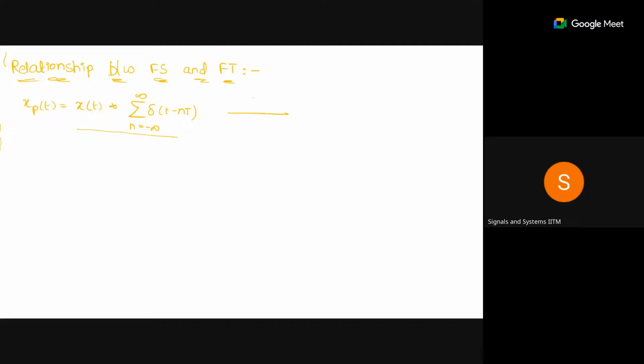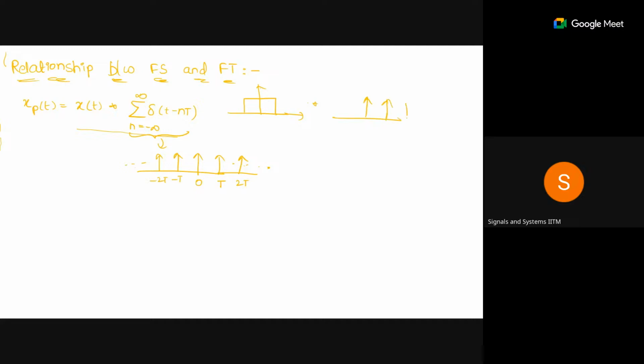Okay. This thing I discussed in the previous session, long ago. If we take a rectangle signal, and this is an impulse train, the summation of delta of t minus nT, it will be infinite impulse trains. It will be separated at 0, T, 2T, minus T, minus 2T. This is how it looks.